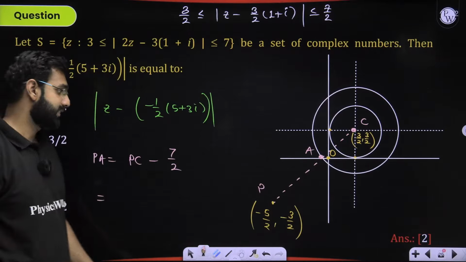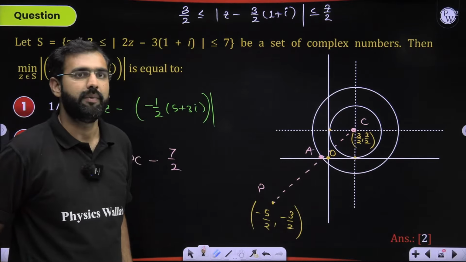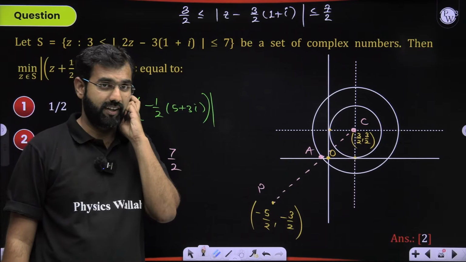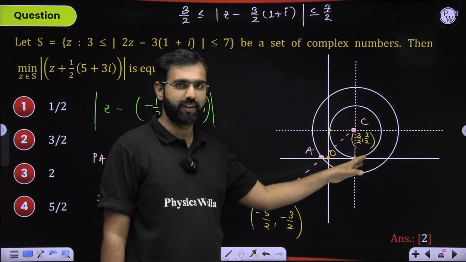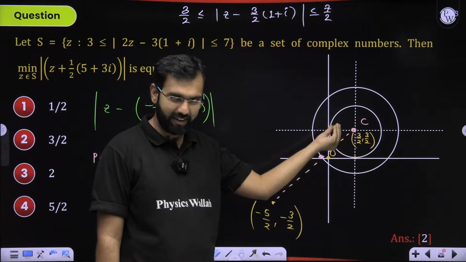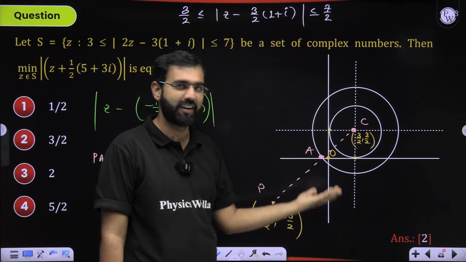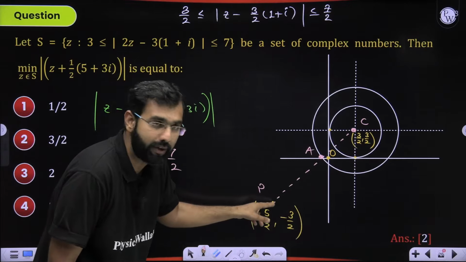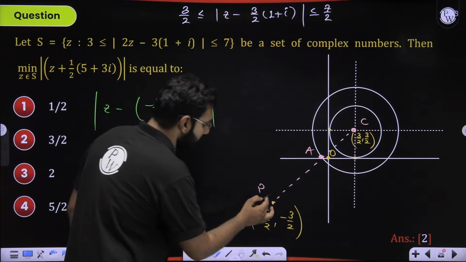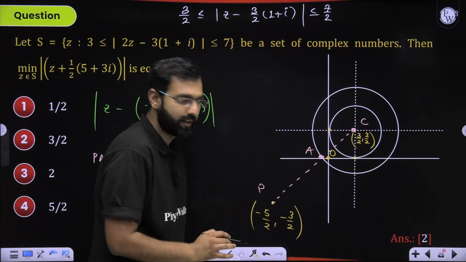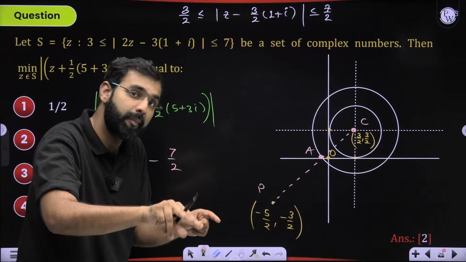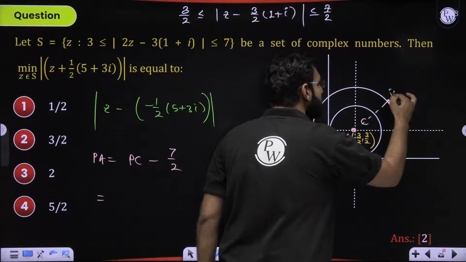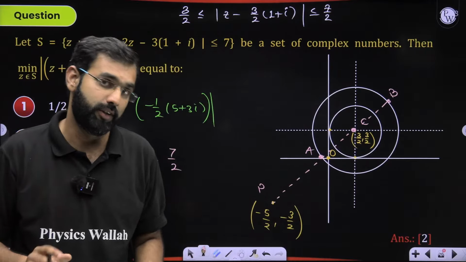What is PC? Distance between this and this. Niladrinath, these are two concentric circles where the inner circle has radius 3 by 2 and the outer circle has radius 7 by 2. But if they ask for the minimum distance of this point from this region, then if I join this point with the center of the circle, along this line I get the minimum and maximum distance. So PA will be the minimum distance, and if this is extended further, PB will be the maximum distance. Do you get that part?